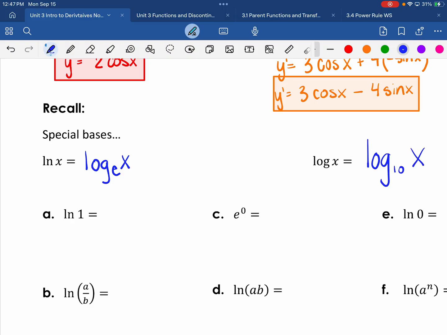We did it in pre-cal, and you did it in algebra 2. All right, and then there are some certain things about logs and e's that are helpful to know. So ln of 1, which could be on the non-calculator part of your test. What's ln of 1? 0. What is e to the 0? 1.